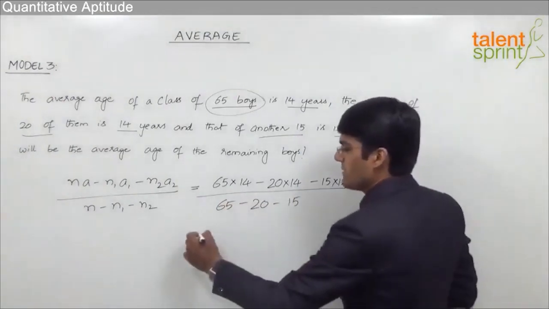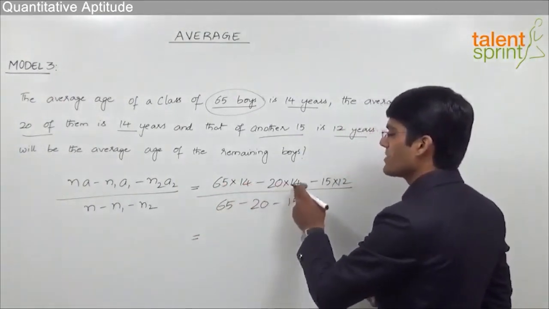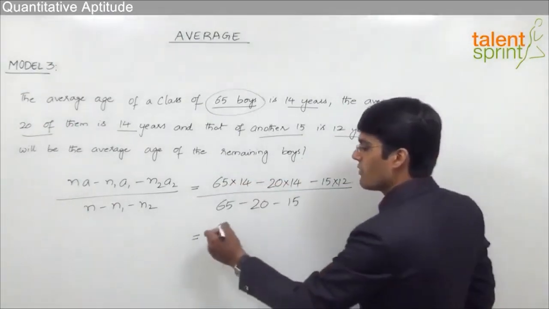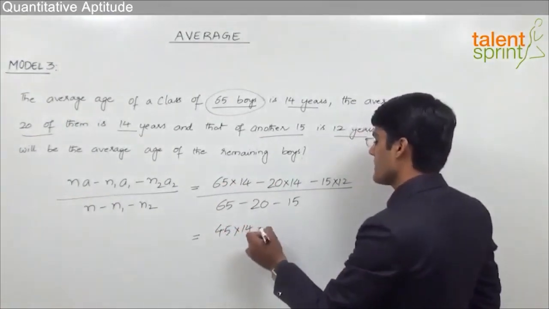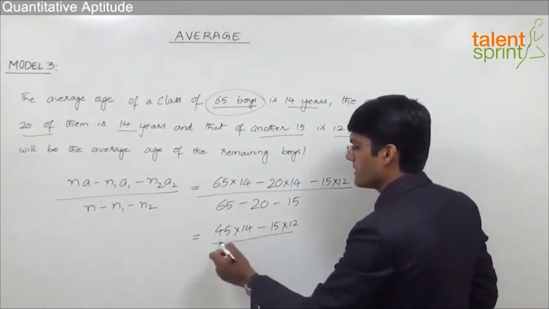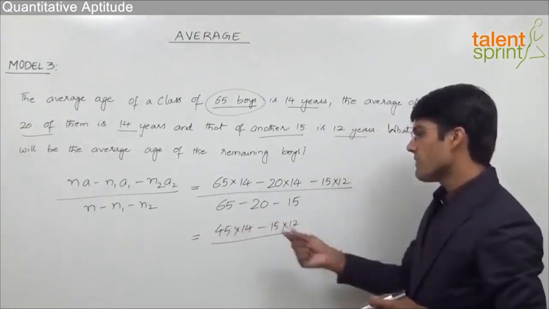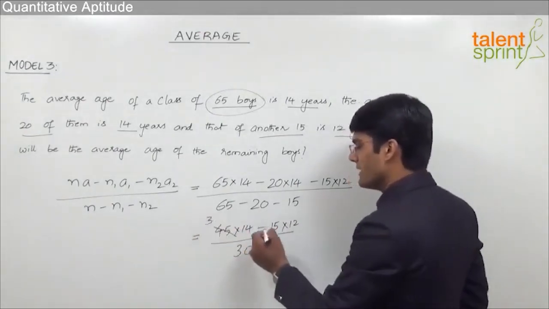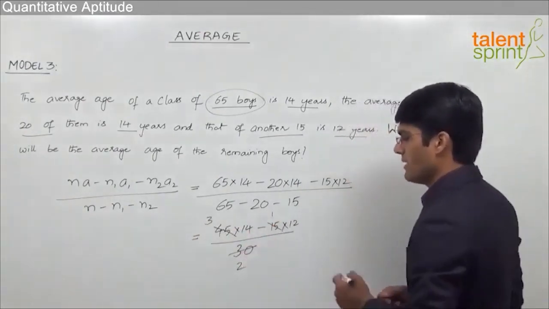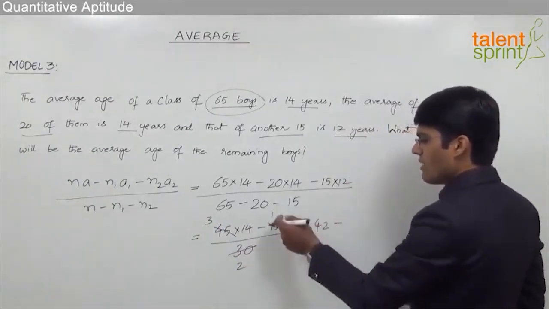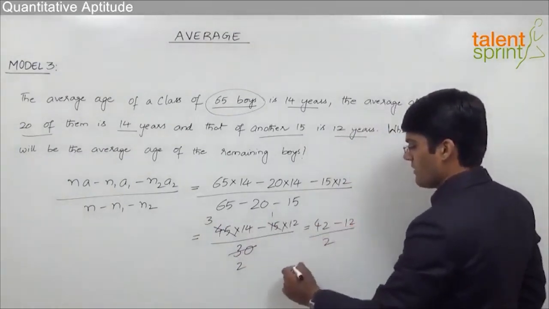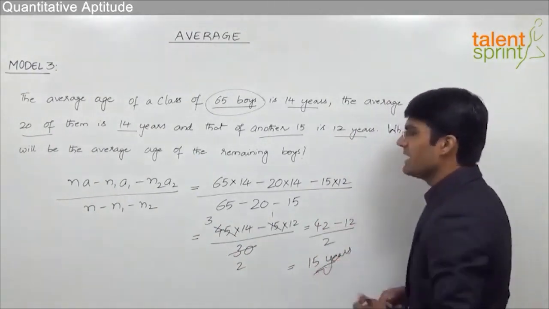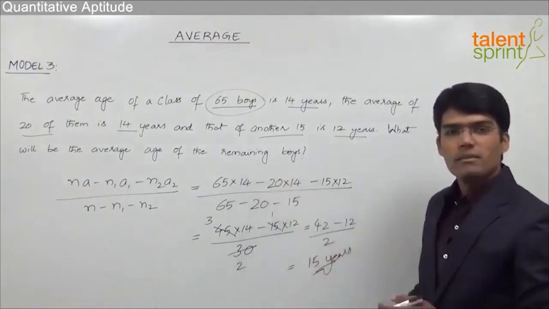So this can be simplified as 65 into 14 minus 20 into 14. By taking 14 common, we get 65 minus 20, which is 45 into 14 minus 15 into 12 divided by 65 minus 20 is 45, 45 minus 15 is 30. Again, taking 15 common, we get 3 times, 1 time and 2 times. So 3 into 14 is 42 minus 12 divided by 2, which is equal to 30 by 2, which comes out to be 15. So we can say that the average age of the remaining boys will be 15 years.